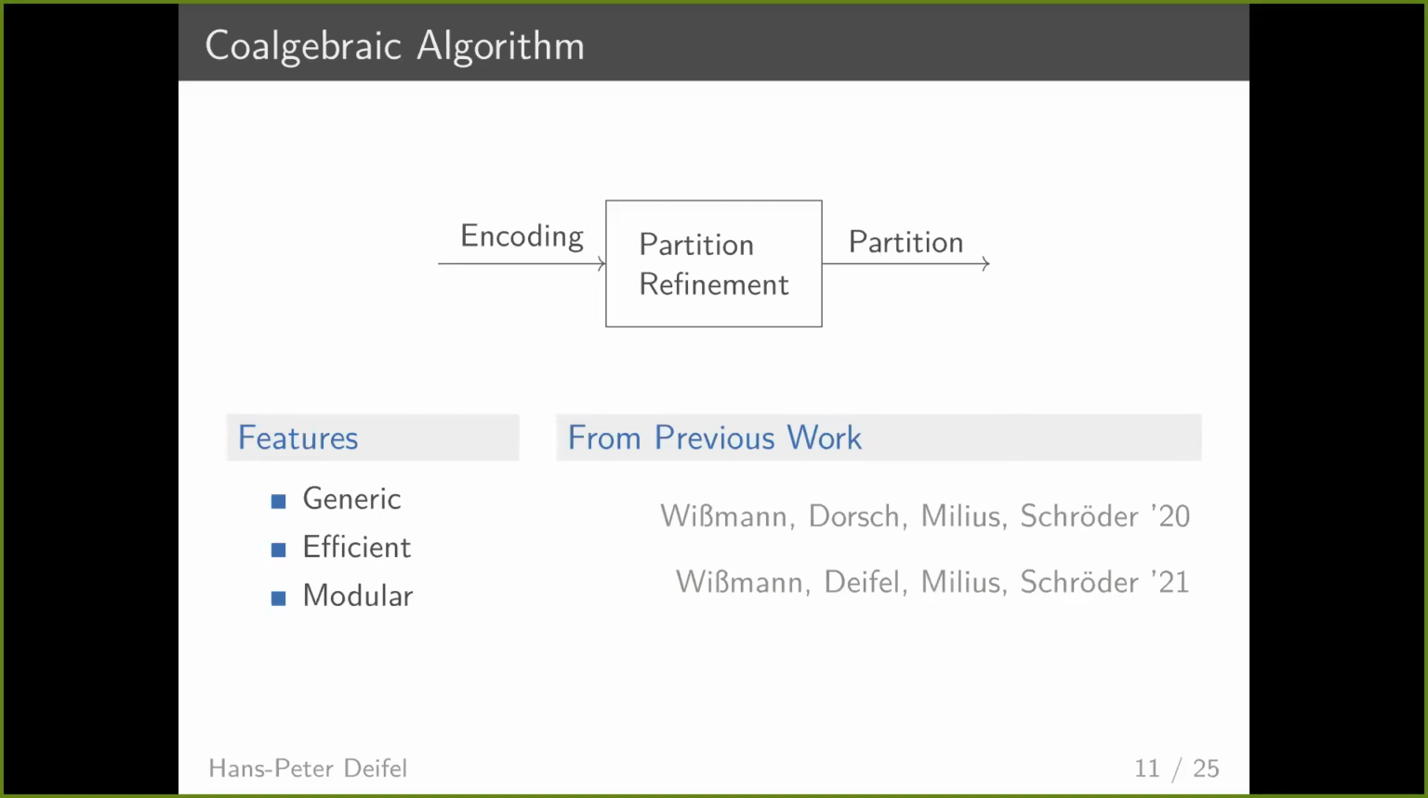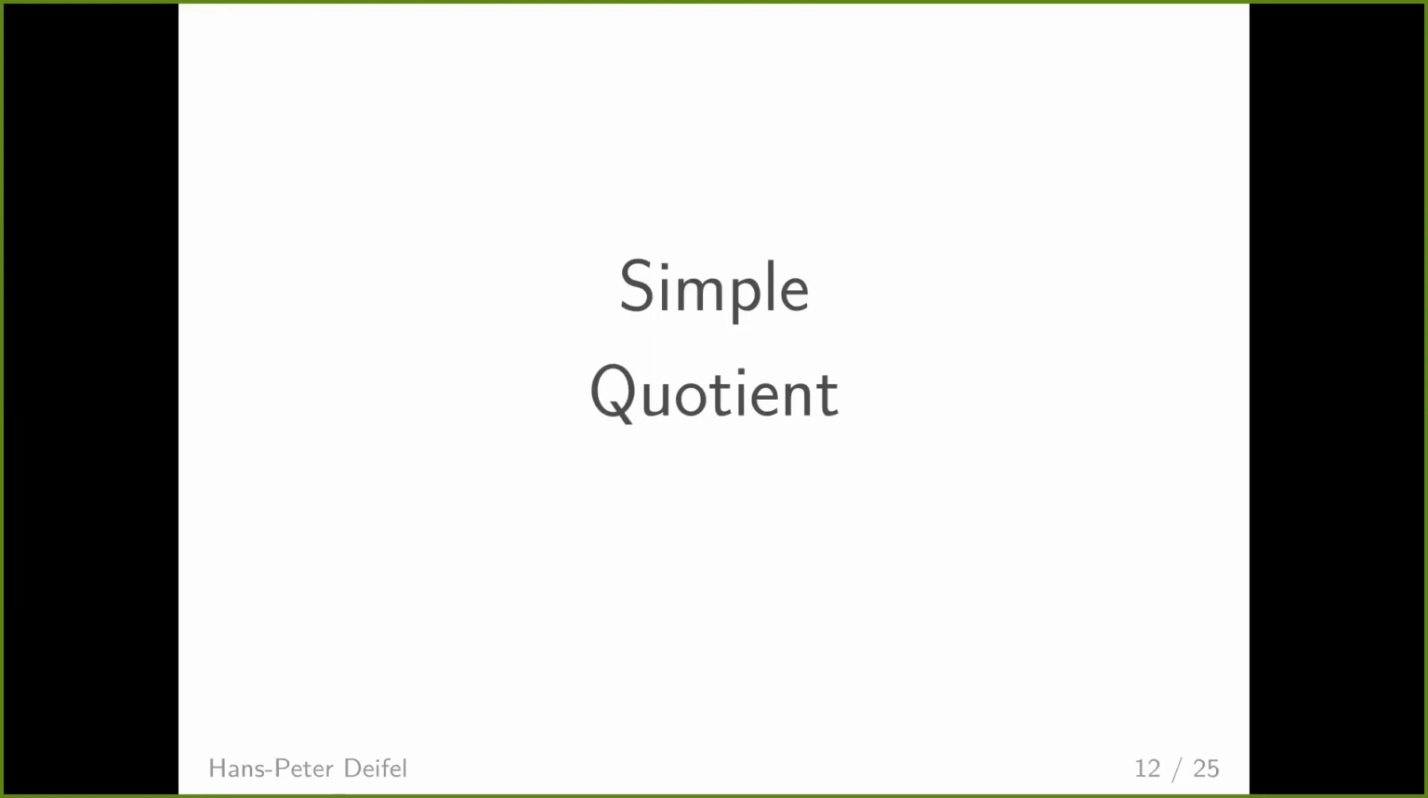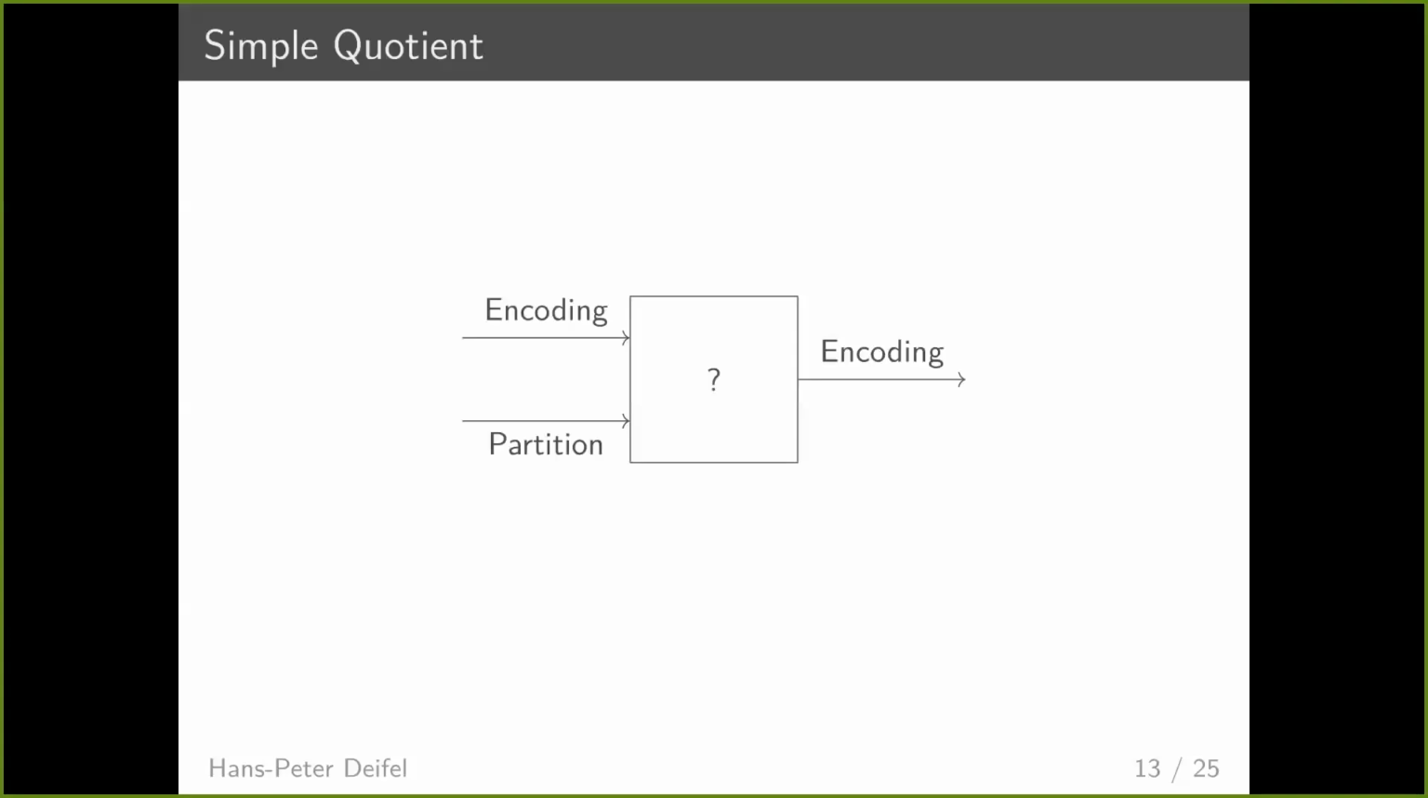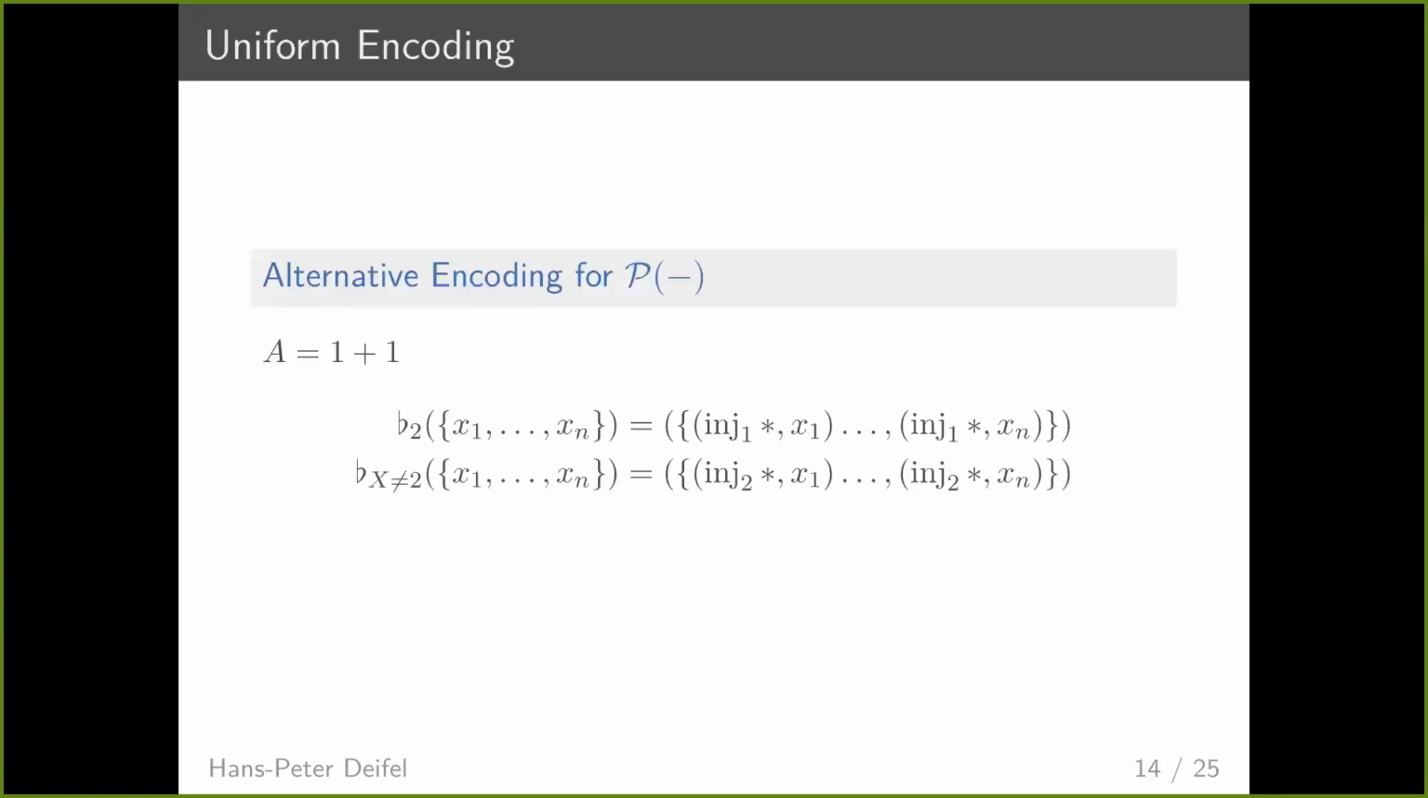So we now want to take it one step further and not just compute a partition on the state space, but also the structure of the coalgebra. And to do this, we need to look at how to compute the simple quotient first. So in particular, the transition structure of a simple quotient. An algorithm for this would look like this. It takes an encoded coalgebra and a partition on the state space and outputs the encoding of the simple quotient. But now for the first time, encoding appears in the output position of the algorithms, and our previous encodings are not yet suitable for that. So we need to apply some mild condition.